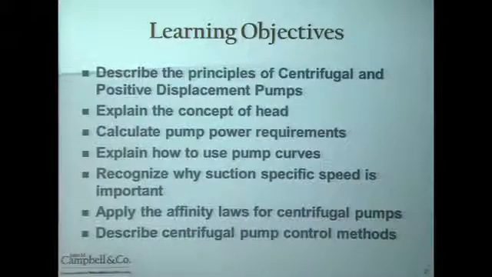That's a concept that many facility engineers ignore or don't quite understand, and as a result, in their facilities, when a pump appears to be cavitating, they have lots of trouble trying to rectify or get to the root cause of the issue. You'll apply affinity laws for centrifugal pumps, which also apply to centrifugal compressors. And finally, in this section, you'll be able to describe centrifugal pump control methods.